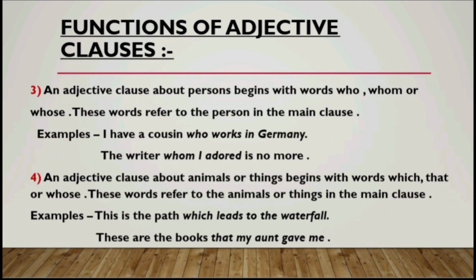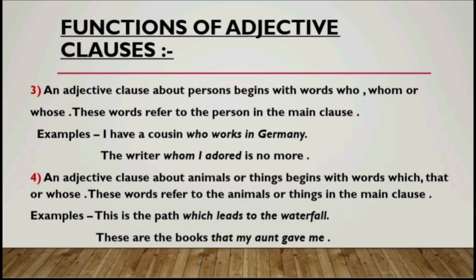Point number 3 is, an adjective clause about a person begins with the words who, whom or whose. These words refer to the person in the main clause. So usually an adjective clause which is describing a person will begin with either who, whom or whose, and these words refer to the person mentioned in the main clause. Okay, if you see the example here, I have a cousin who works in Germany.